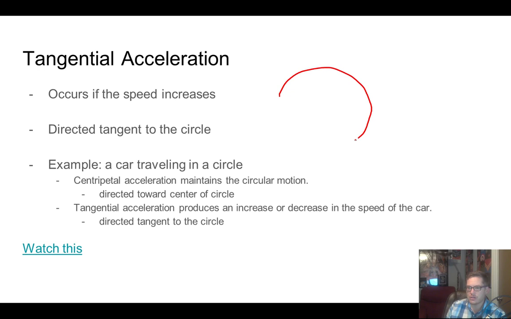So if we have our circle here, you can imagine that you might have some sort of object that's got some initial velocity, and then as it's going around the corner, it slows way down. And so now the final velocity is going to be much smaller. And so the change in the magnitude of the speed is defined as the tangential acceleration. So this change in the tangential speed is going to be called tangential acceleration.